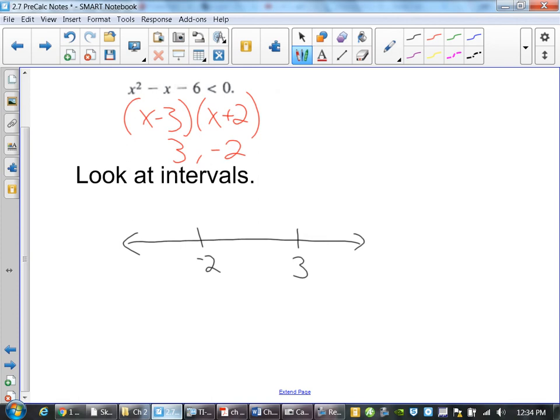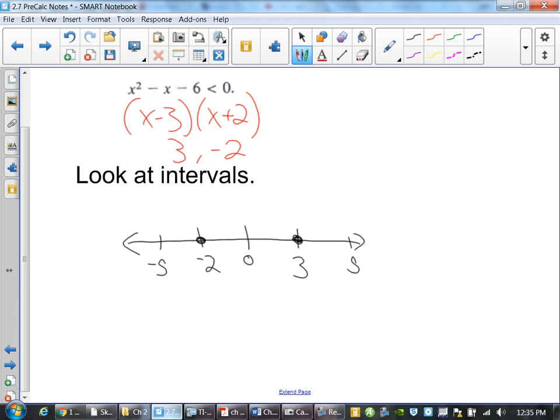So think about your intervals. I can pick any number that's smaller than negative 2, any number that's between negative 2 and 3, and then any number that's greater than 3. I want you guys to get in the habit of picking really easy numbers, like 0. Is 0 between those two? Yeah. So I'm going to use the test point at 0. Maybe, I don't know, negative 5. It's a pretty easy number to work with. What do you think I'm going to use on the other side then? 5. Okay, because these are my zeros.